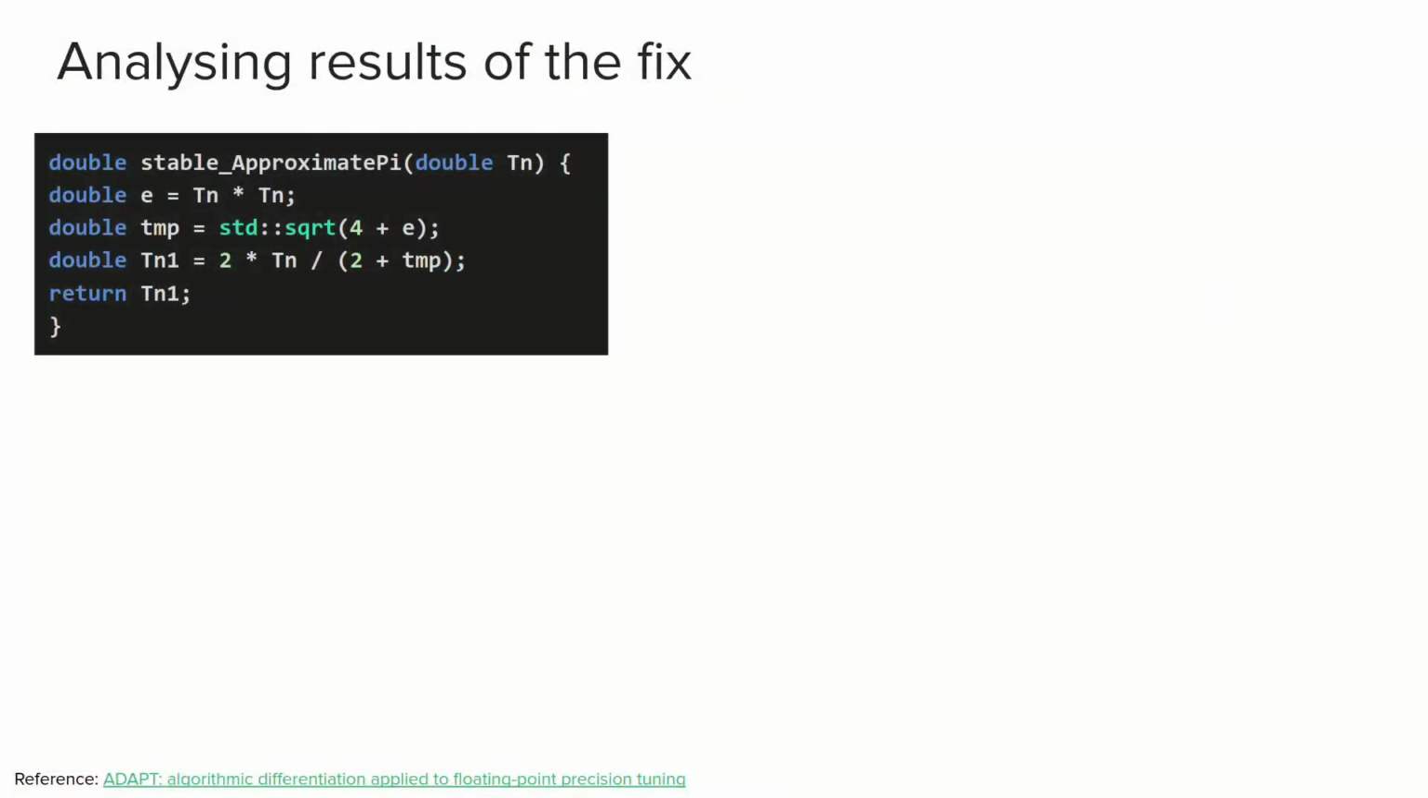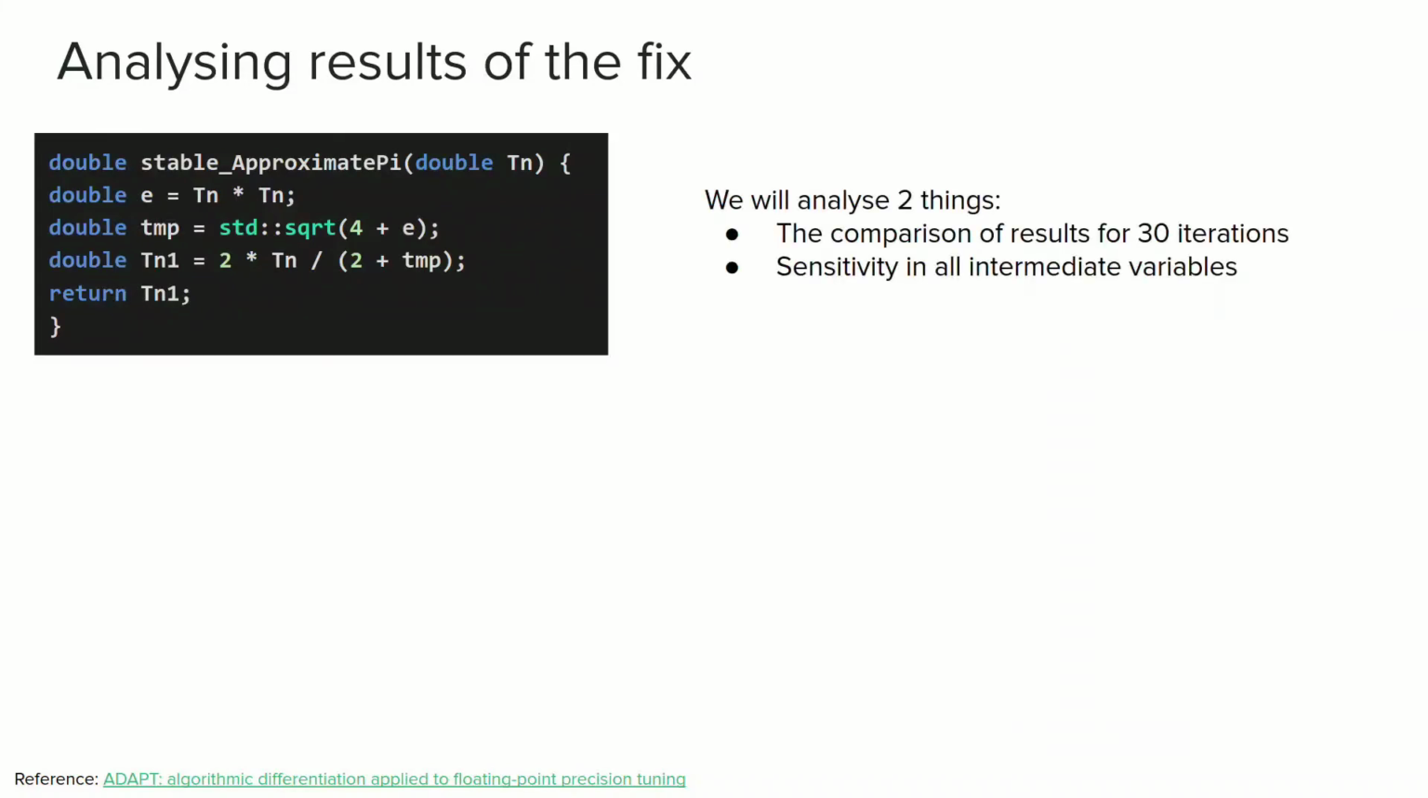So, analyzing the results of the fix. We have the stable approximate pi here, and we'll be analyzing two things. We'll be comparing the results of stable approximate pi with unstable approximate pi for over 30 iterations. And secondly, we'll be checking the sensitivity of all the intermediate variables in the stable approximate pi.